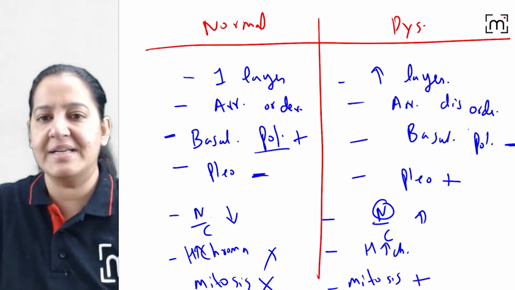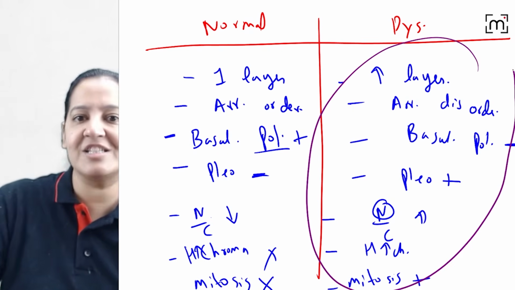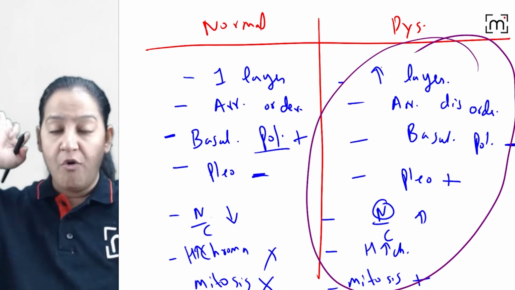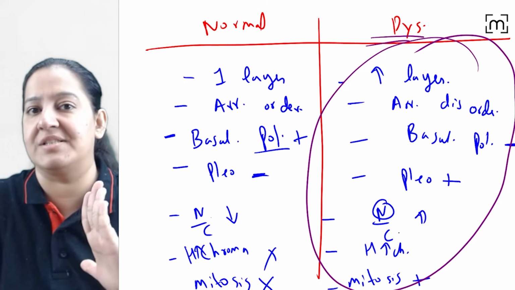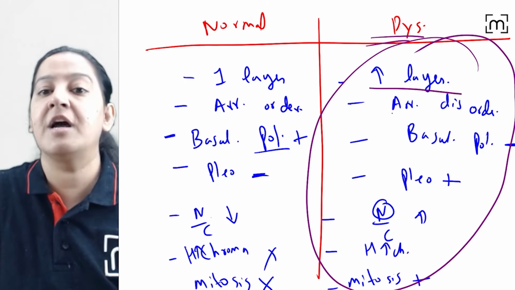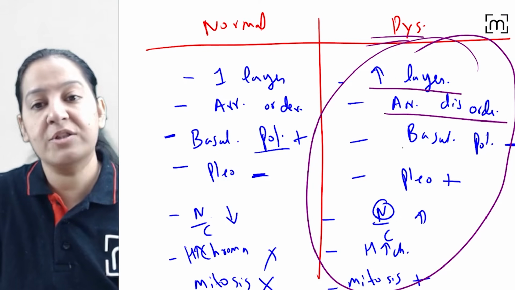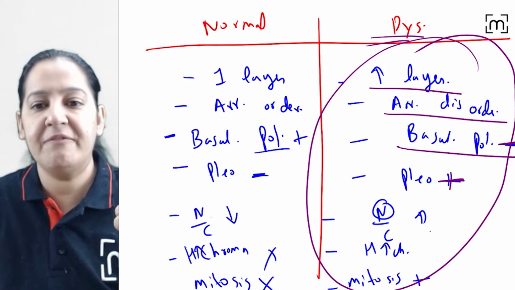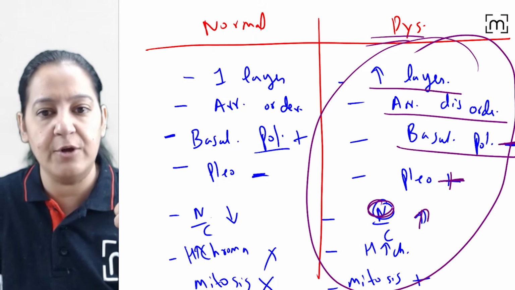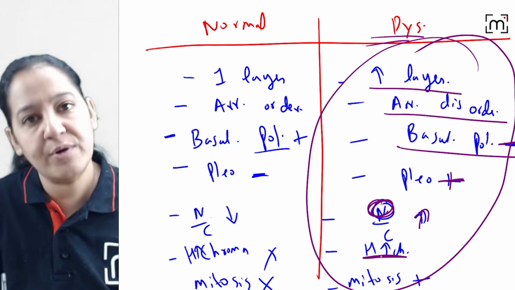So in short, you can say, ma'am, these are the 7 features which define dysplasia. If you want to say any cell is dysplastic, that cell may have these 7 features. Number 1, increase in layer. Number 2, disordered arrangement. Number 3, loss of basal polarity. Number 4, pleomorphism present. Number 5, NC ratio is high because the size of the nucleus is more. Number 6, color of the nucleus is also more.